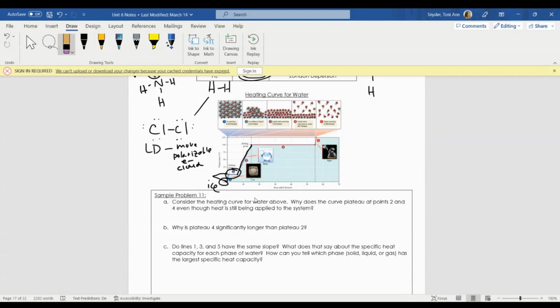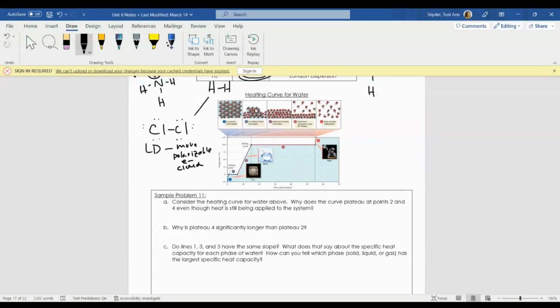I want us to take a look at this. Now, I believe I talked about this in Chem 2, not 100% sure. Again, it always depends on the semester. But let's analyze this heating curve for water. And here again, it shows us what's happening. So, step 1, the ice is warming. All of those ice particles are gaining temperature.